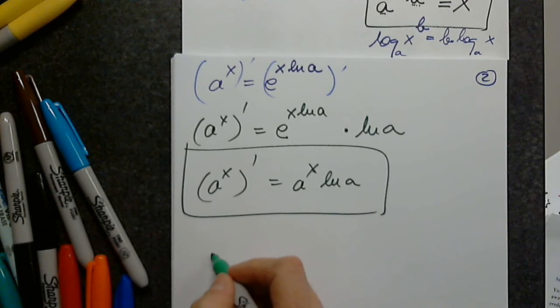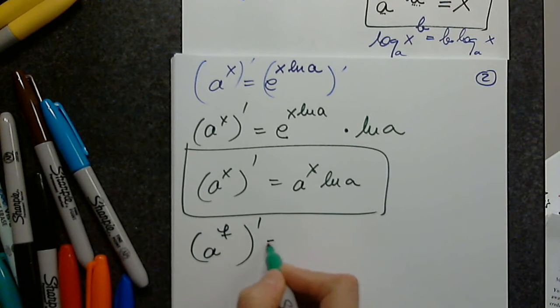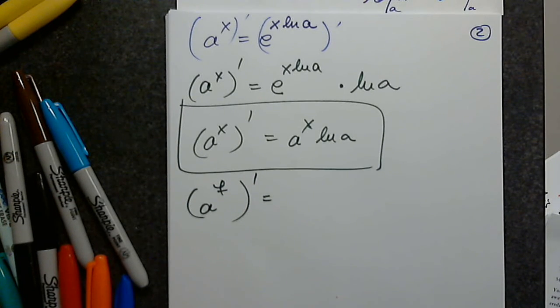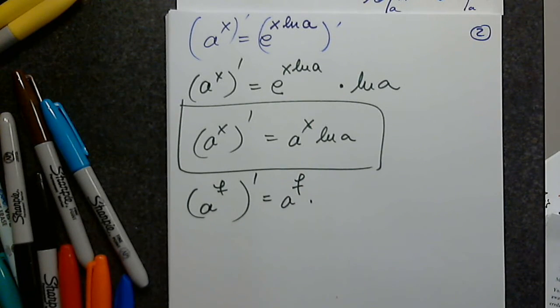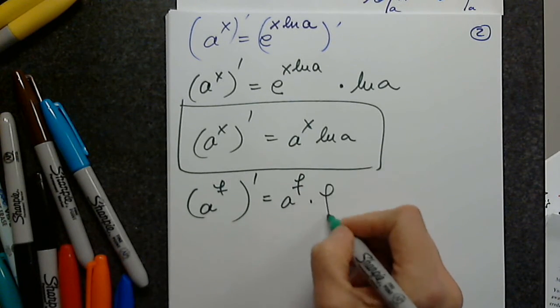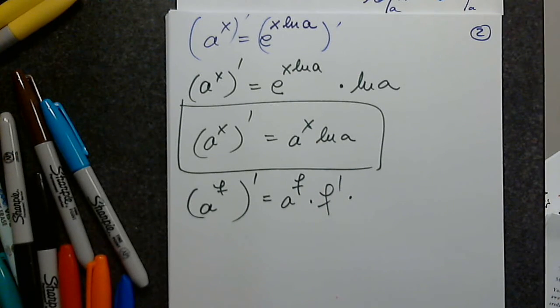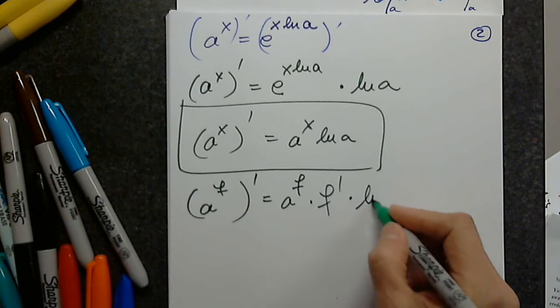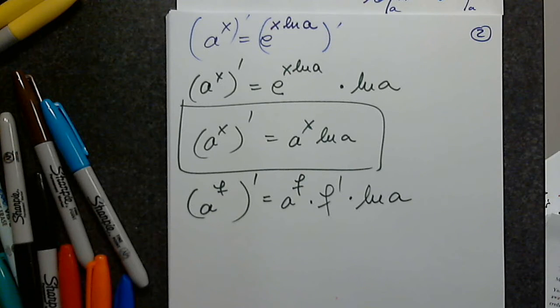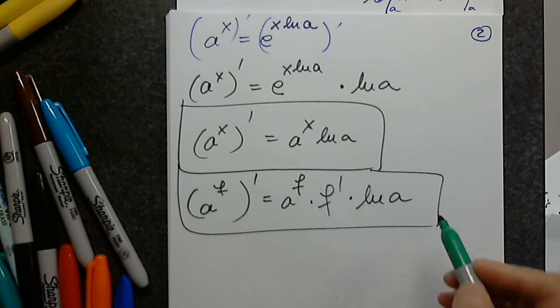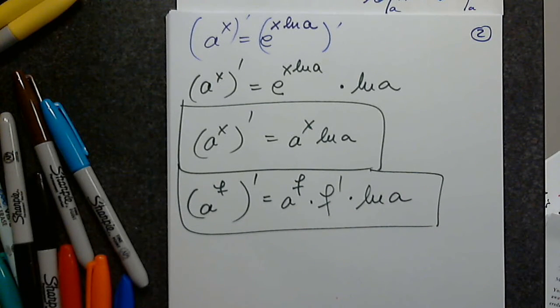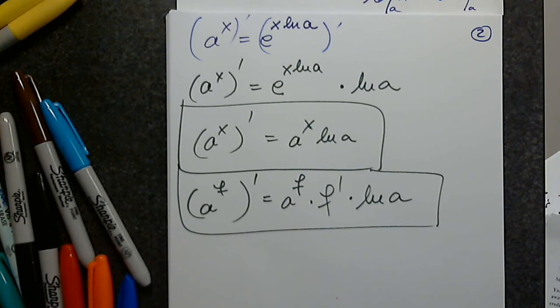Now what if I have a to a function prime? What will I get? Times f prime, times natural log a. Right? Does it make sense? Good. Any questions?